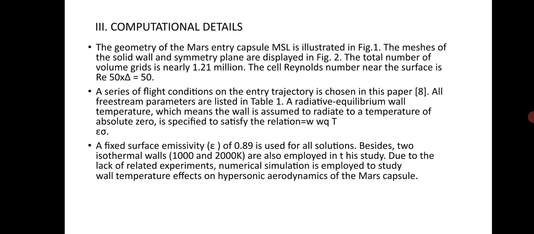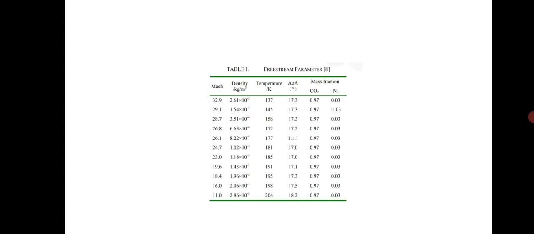A series of flight conditions on the entry trajectory is chosen in this presentation. All free stream parameters are listed in table 1. Here, table 1 lists the free stream parameters like Mach number, density, temperature and mass fraction.